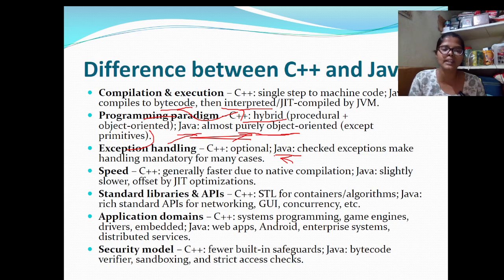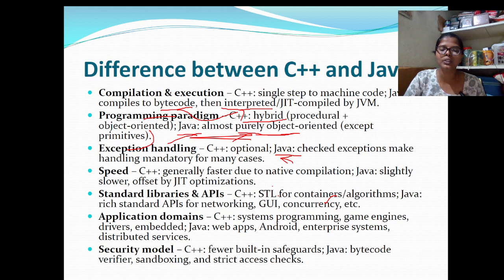Next, C++ is faster due to native compilation; we directly convert to machine code. Java is a little bit slower. Next, standard libraries and APIs. Both Java and C++ have rich standard libraries. Next, application domains. C++ mainly focuses on system programming, game development, and embedded systems. Java mainly focuses on enterprise applications and web applications, web development.